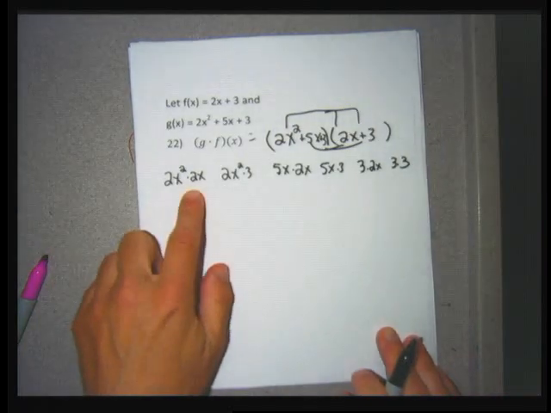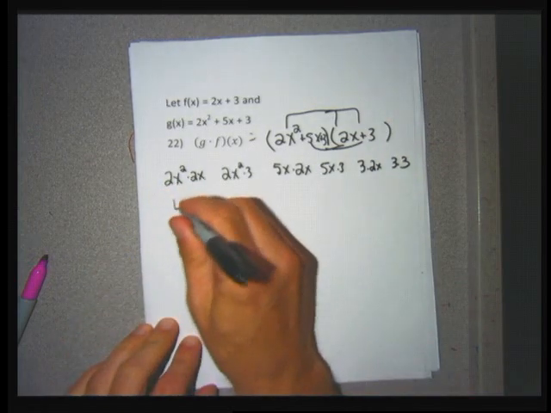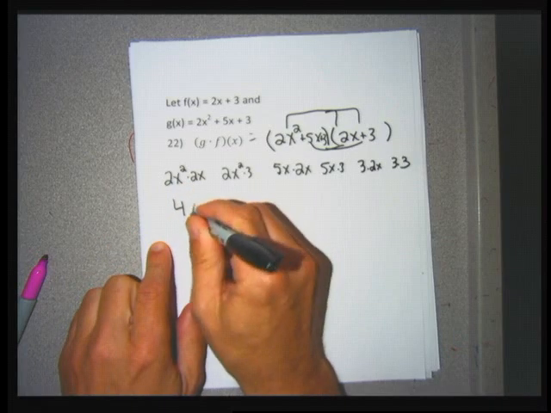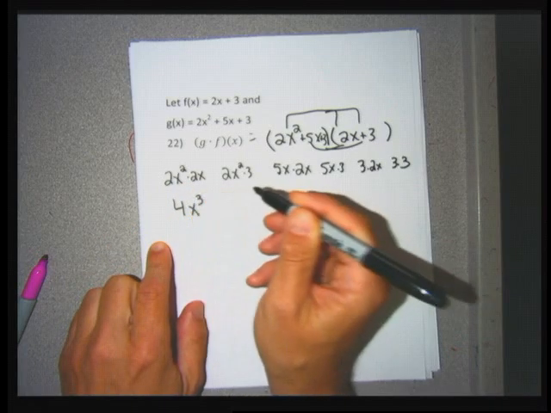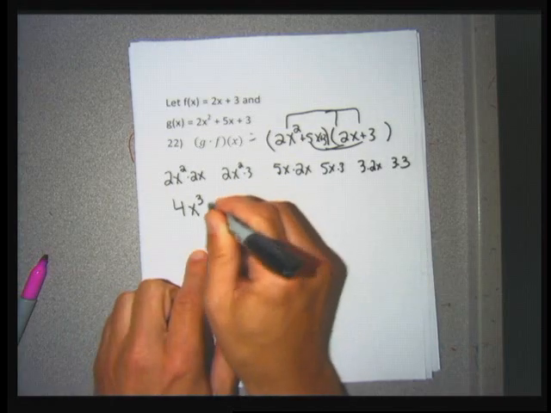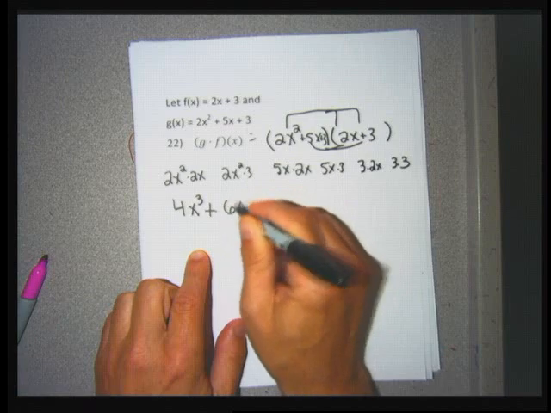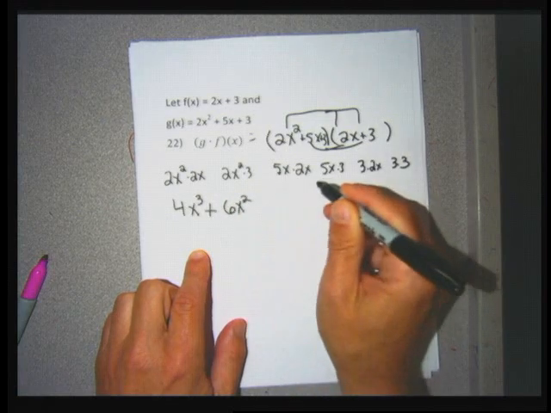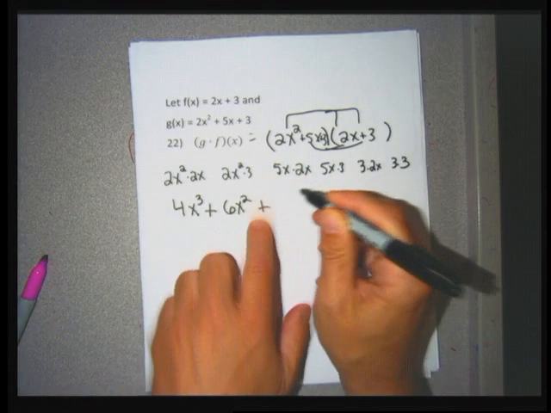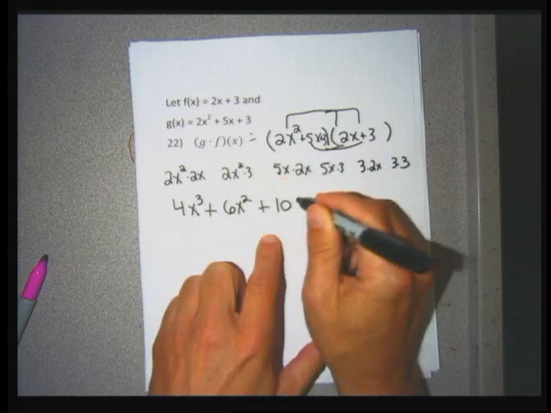The first multiplication, 2x squared times 2x, I multiply the 2's together and get 4. X squared times x is 2 x's times 1 x gives me 3 x's, which is an x cubed. Next multiplication is 2x squared times 3. They're both positive, so I put a plus sign. I'm going to multiply the 3 and the 2 and get a 6 and leave the x squared alone. Next multiplication, 5x times 2x, they're both plus, so I put a plus sign. I multiply the 5 and the 2 and get a 10. I multiply the x and the x and get x squared.